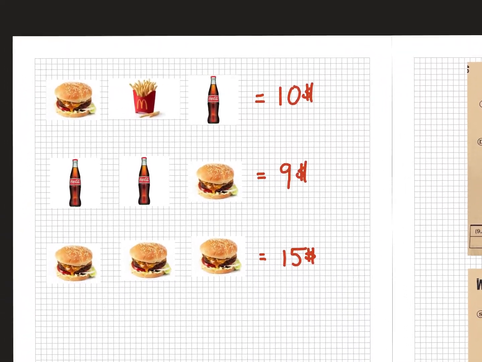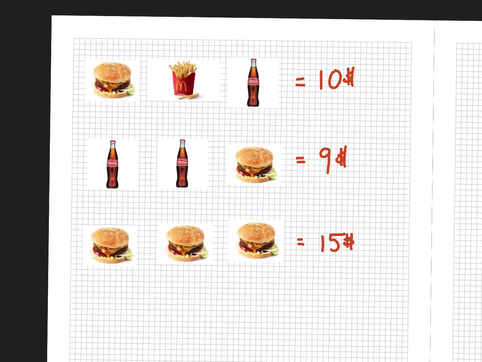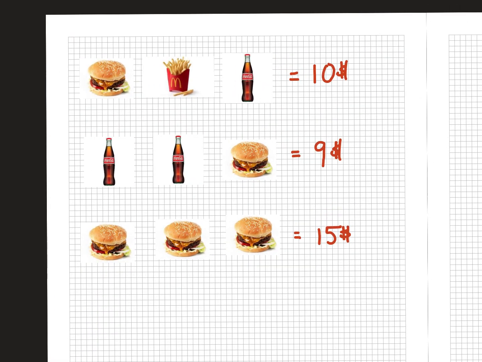Hey guys, this might be an epic fail, but take out your notes really quick. Okay, so you're at a restaurant. You're at McDonald's, and you see that a burger and a fries and a drink cost $10. Do I know how much each one of them costs? Not really, because they could all be different combinations. But I know together they're 10.